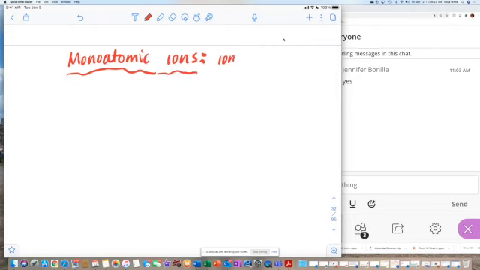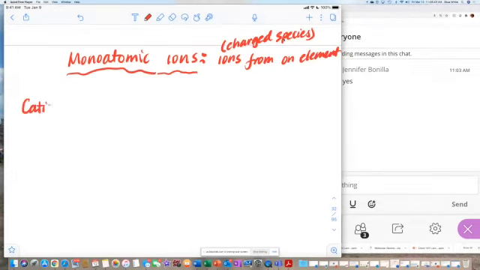Remember, ions means they are a charged species from an element. So in naming ions from one element, I'm going to start with the simpler one just to warm up, and that will be the order I go. The simplest ones are the cations.